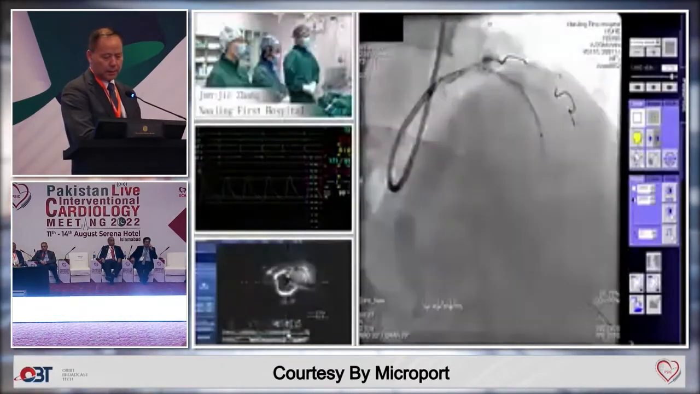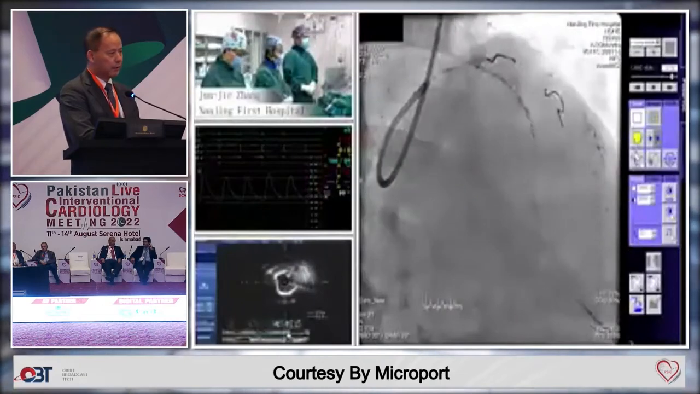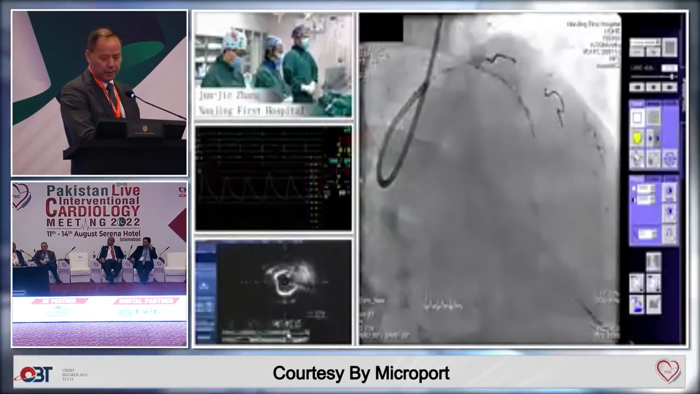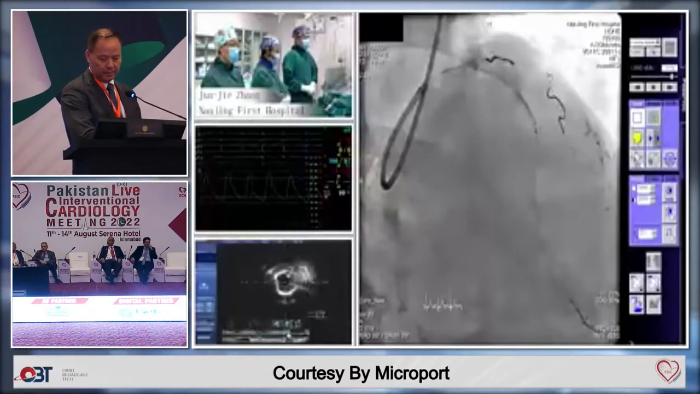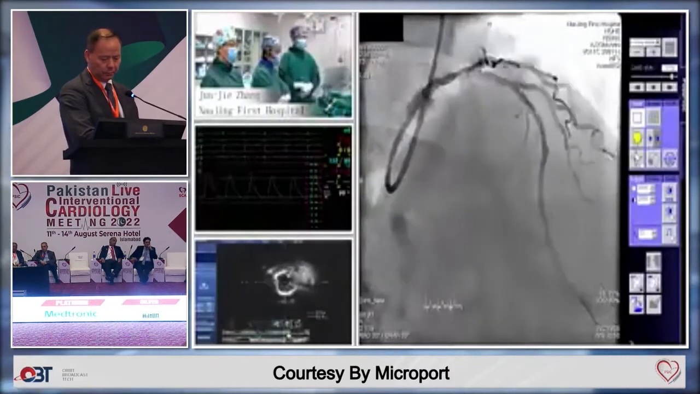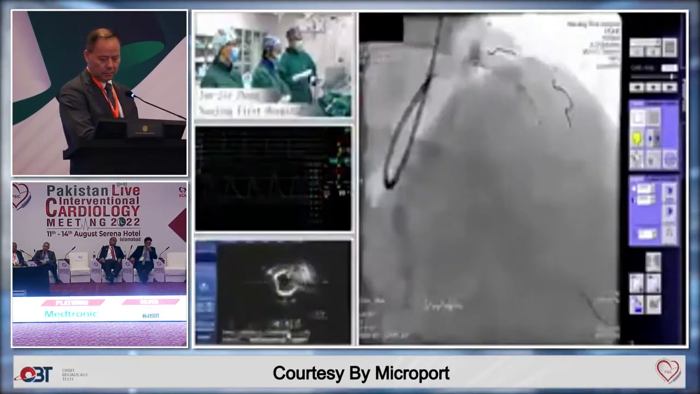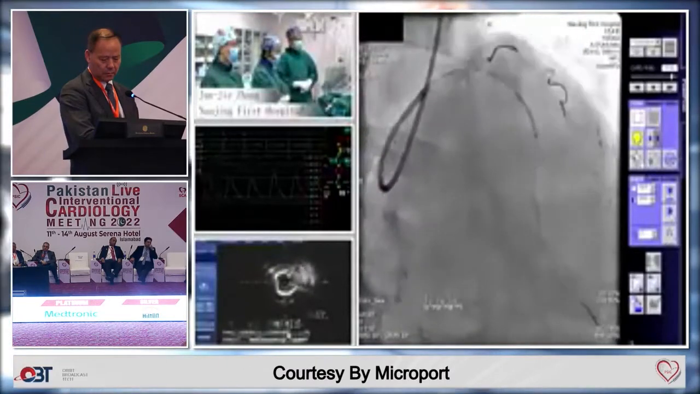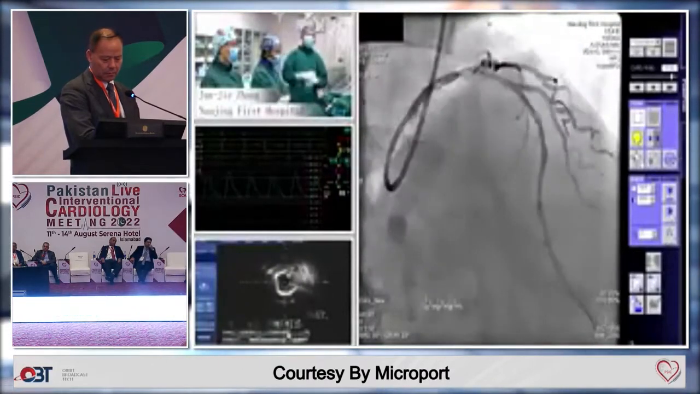Yeah, another question is that the patient's LVEF is only 41%. Is IABP or Impella standby? Actually, we just punctured the left side femoral, but at this time, I think the patient is stable. We didn't insert the IABP, only standby.